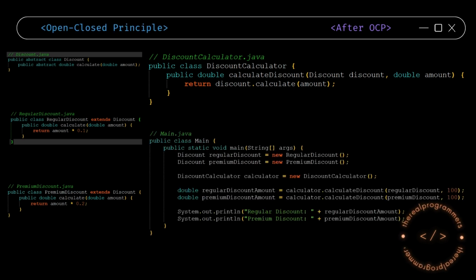Next, in the business logic, this can be used as shown in the main class. With the help of runtime polymorphism, the calculate discount method in the discount calculator class will automatically call the calculate method of the appropriate discount type using the discount class passed in the argument.